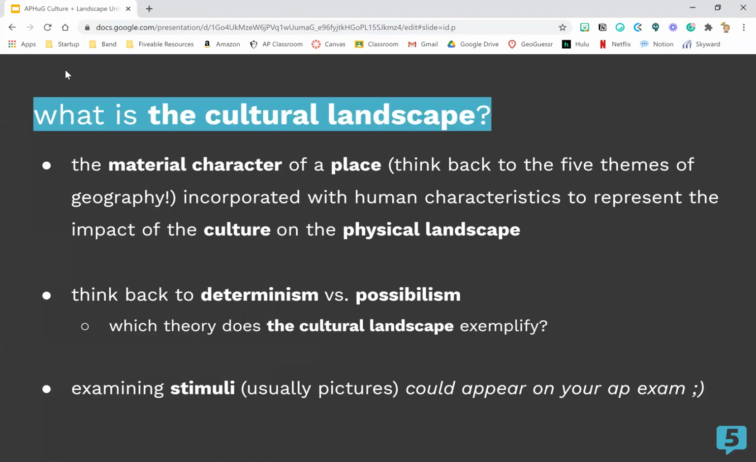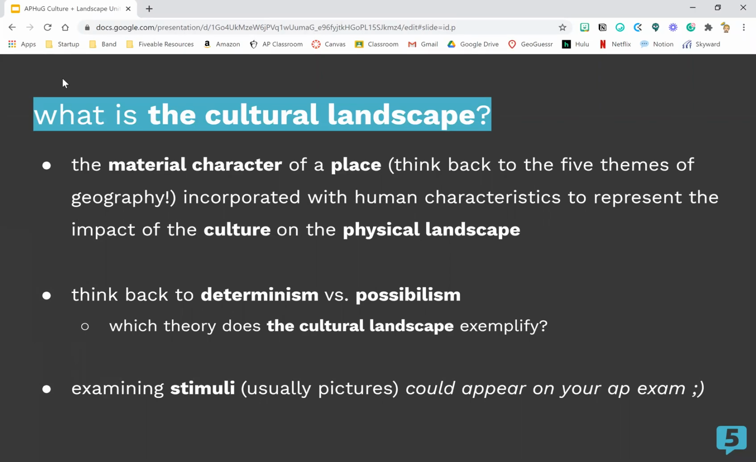So, fun fact, I lied. The next slide is the cultural landscape. This is the slide with the most text, I promise. It's the material character of a place. So, we're thinking back to the 5 themes of human geography here when we're talking about place. We talked about the difference between location and place, because place is more of that sense of feeling and that sense of distinction of somewhere than it is of location, which is just where something is on a map. So we see this material character of place incorporated with human characteristics to represent the impact of the culture on the physical landscape.